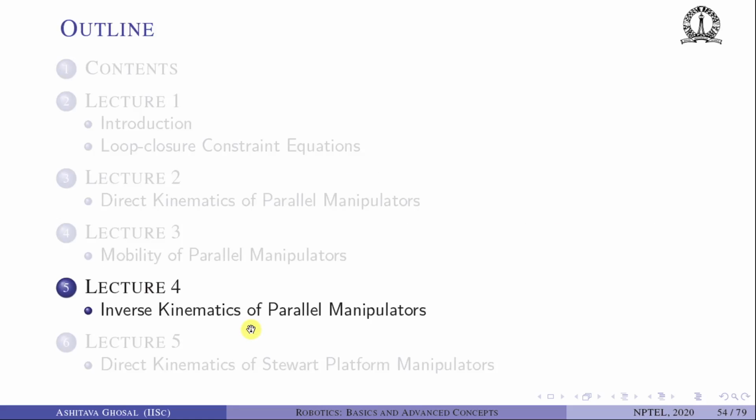So with this we'll stop. Clearly this is a big topic. Lots of research has been done on the mobility of different kinds of parallel robots, but these are the ones which can be discussed quite easily. In the next lecture, we'll look at inverse kinematics of parallel robots.